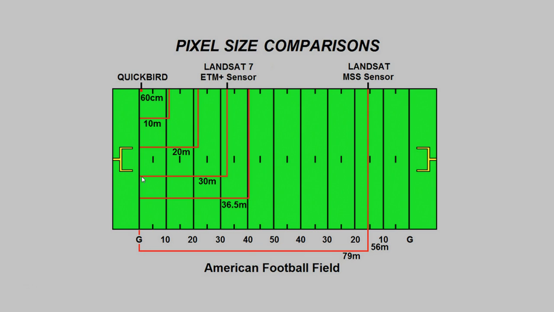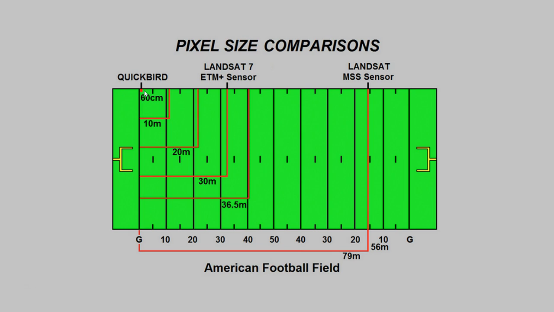Now, if we were using a QuickBird, which is a higher resolution satellite product, that's what's called a submeter. So we're at 60 centimeters at that point. That's going to allow us to actually see people in the stands. We can see this little red dot here. So its ability to capture features on the ground is much more resolute.